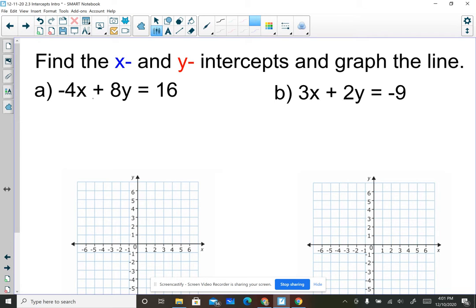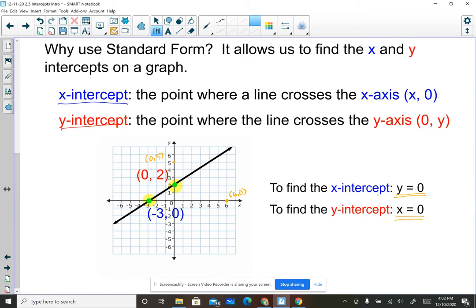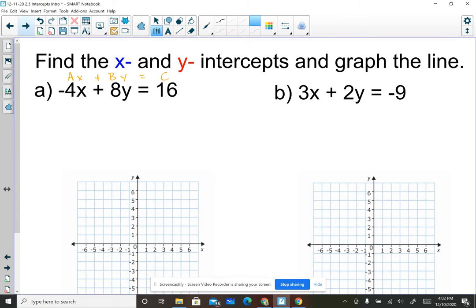So if I want to graph in standard form, you can see here's my ax plus by equals c. So it's in standard form. The first thing I do, as I said back here, is find the x-intercept, where y equals 0. So if I want to find the x-intercept, then all I need to do is take this equation and plug 0 in for y.